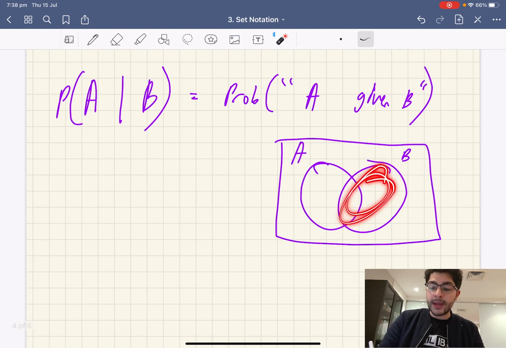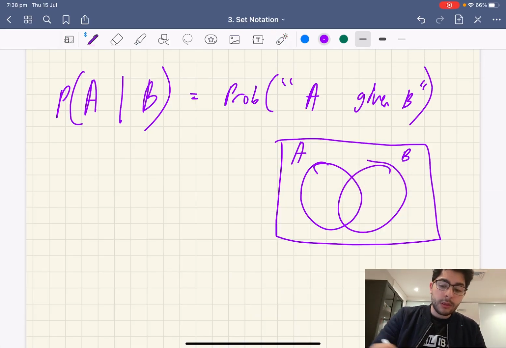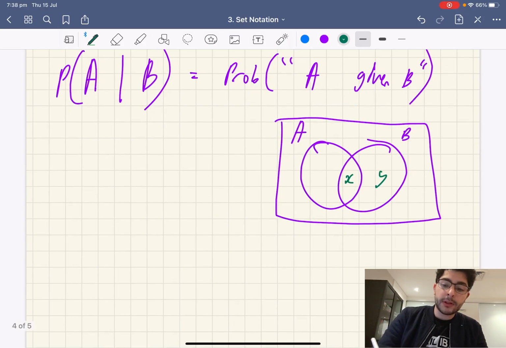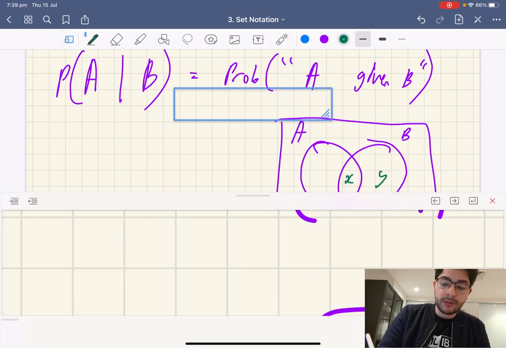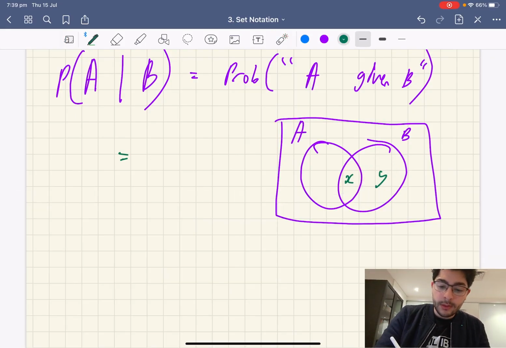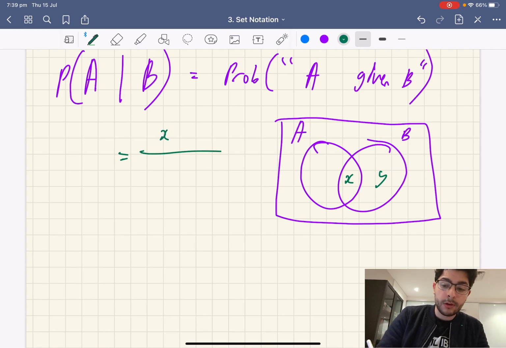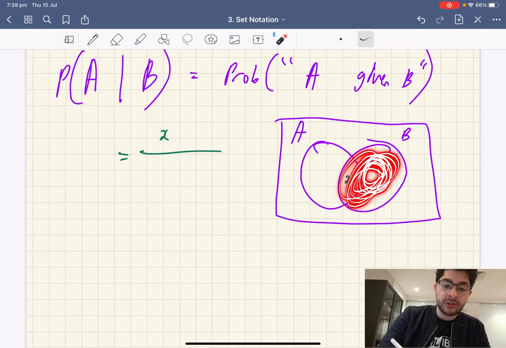So what that means is we know B happens, but we want to find the probability that A happens given that we know this, so we are operating inside that circle. If we call this region X and that Y, the probability that A will happen, given that B already happens, we know B will be the regions X and Y summed up. So that's going to equal the probability of A given B, and the probability of A within that circle is just X. So X over the overall probability of B happening, which is X plus Y.